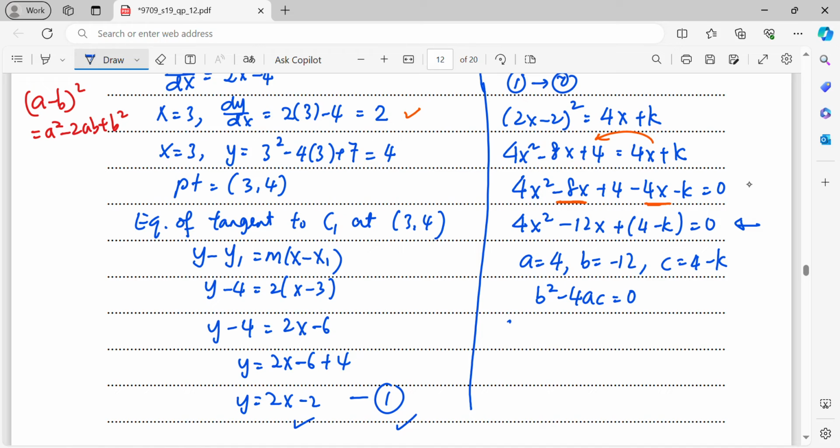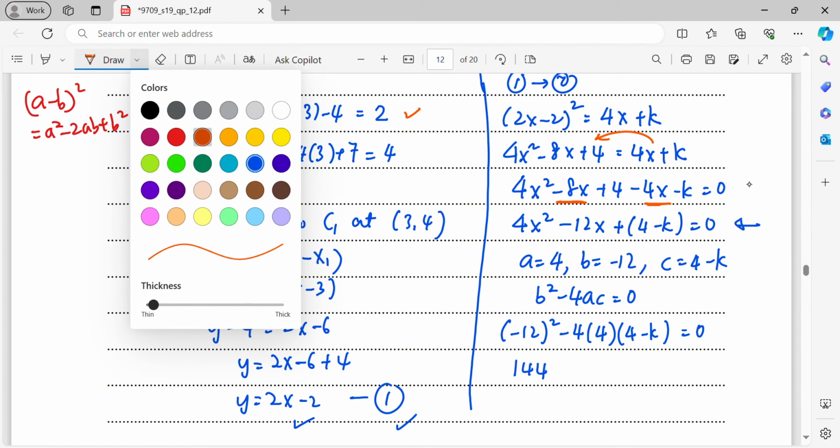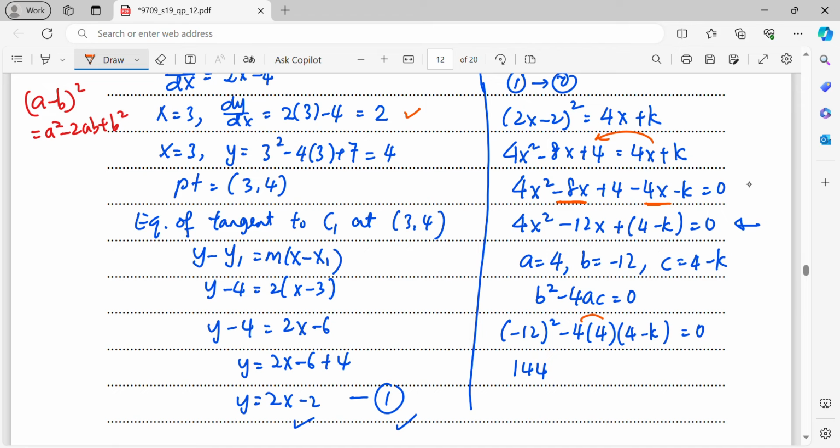From here, I will get negative 12 squared minus 4a. My c is 4 minus k equals 0. Now you just do the expansion. The square of minus 12 is 144. Here, 4 times 4 is 16, so minus 16 times 4. That is minus 64. Then minus 16 times minus k. That is plus 16k.